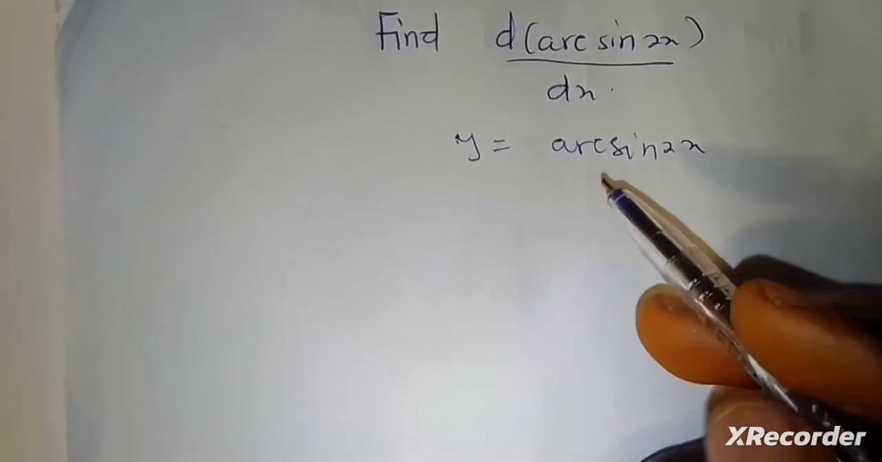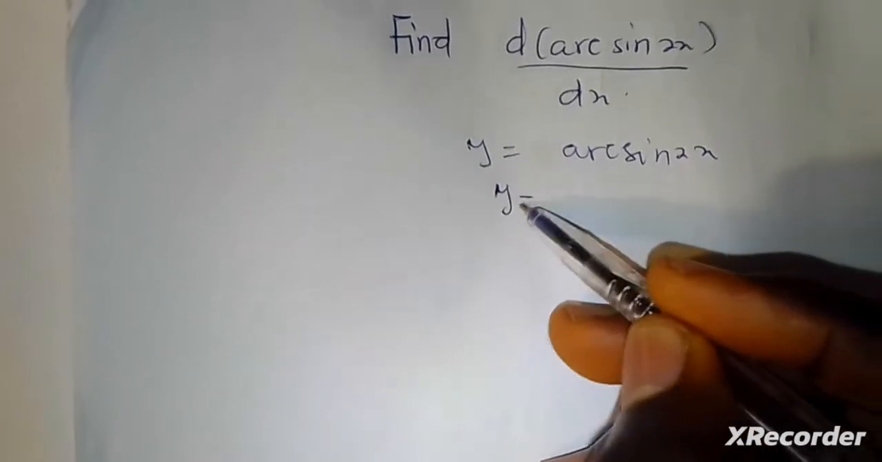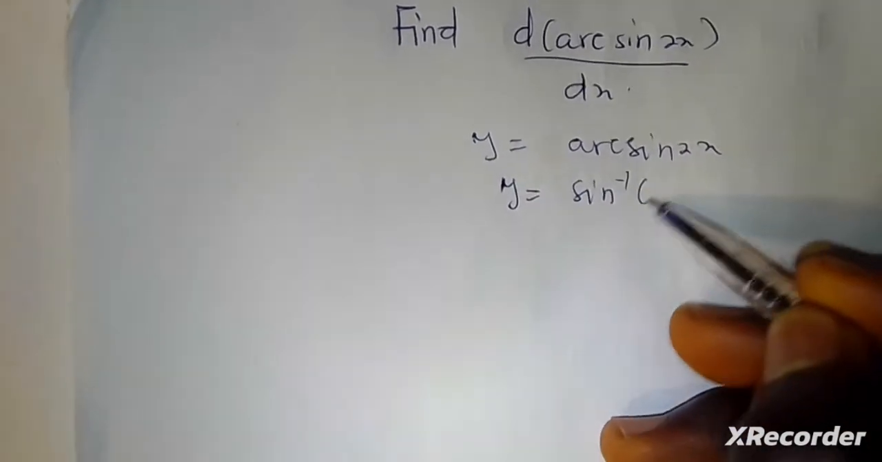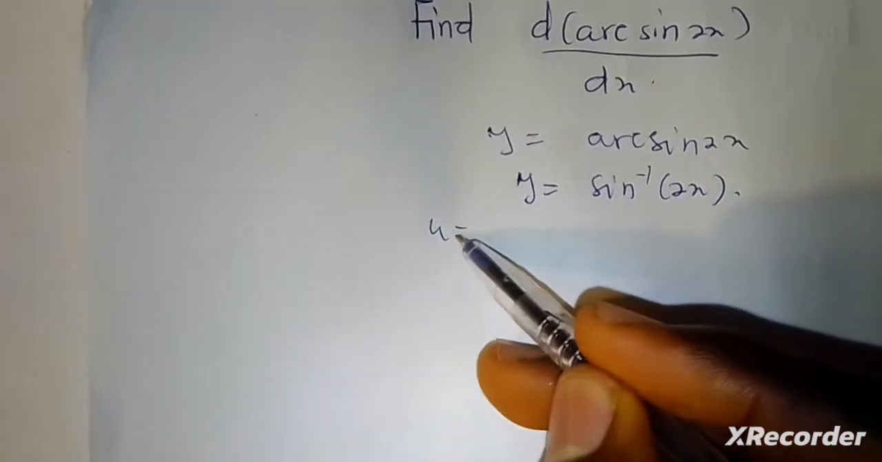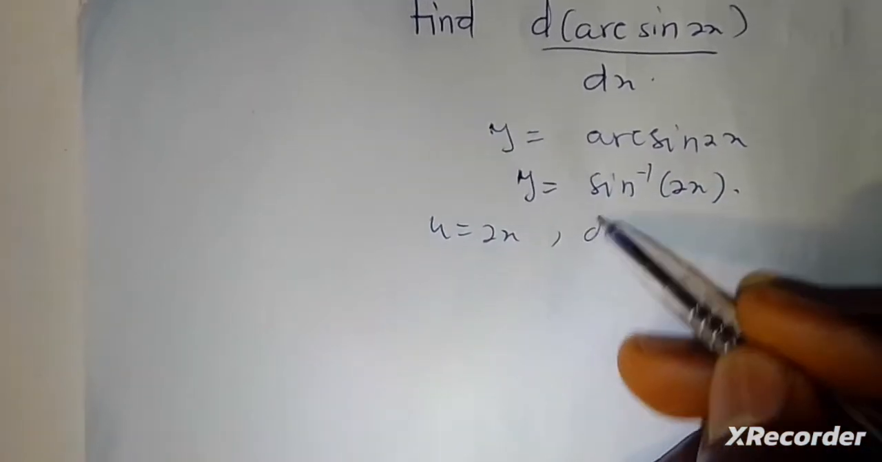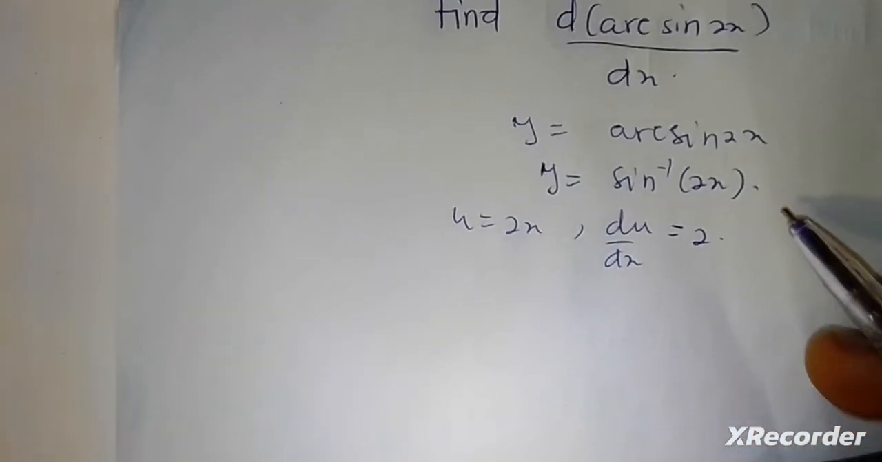So to start with, arcsin means sine inverse. So you have y equal to sine inverse of 2x. Now this is a composite function, so you make u equal to 2x. Then du over dx will be equal to 2. So you put this one down.